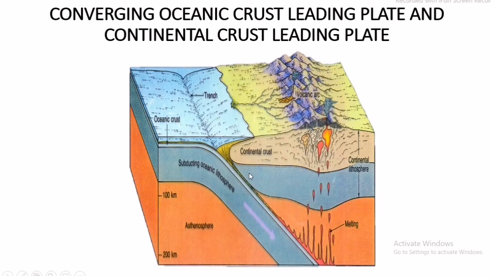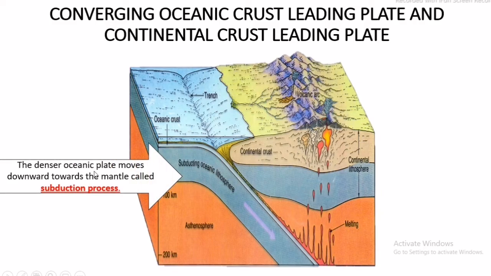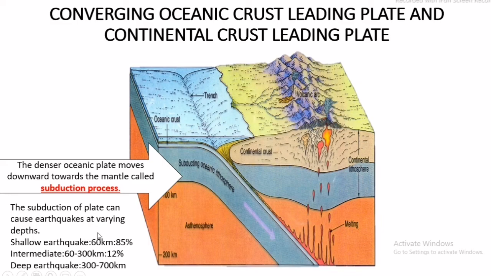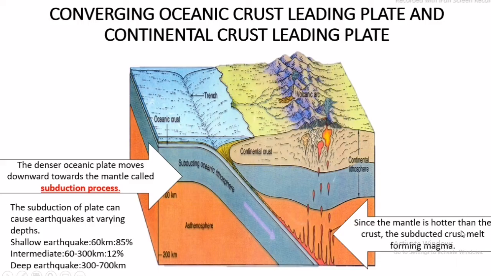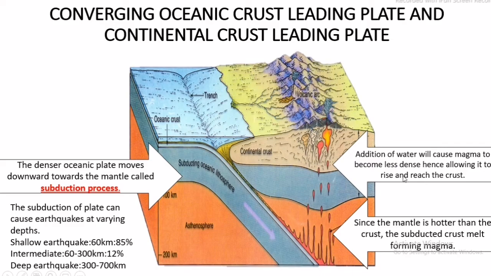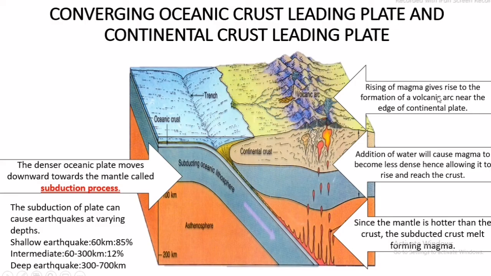So what happens when two plates, one an oceanic crust-leading plate and the other a continental crust-leading plate, collide? The denser oceanic plate moves downward towards the mantle, and it is called the subduction process. The subduction of a plate can cause earthquakes at varying depths: shallow, intermediate, and deep earthquakes. Since the mantle is hotter than the crust, the subducted crust melts, forming magma. Addition of water will cause magma to become less dense, allowing it to rise and reach the crust. Because of that, the rising magma gives rise to the formation of a volcanic arc near the edge of the continental plate.